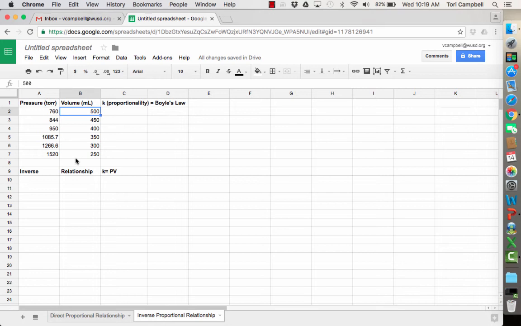So in this case, my pressure, which is my x, is going up, and my volume, which is y, is going down. So let's find the proportionality constant and see if this actually is proportional.